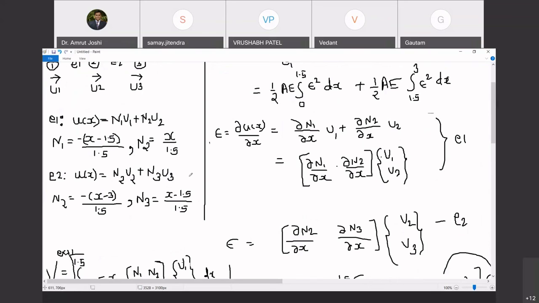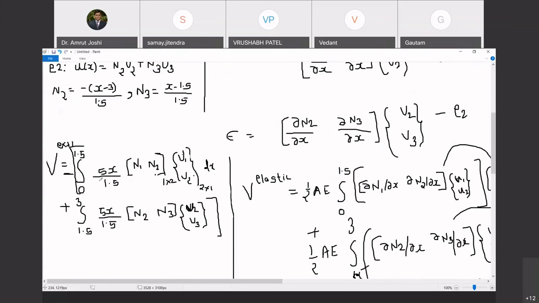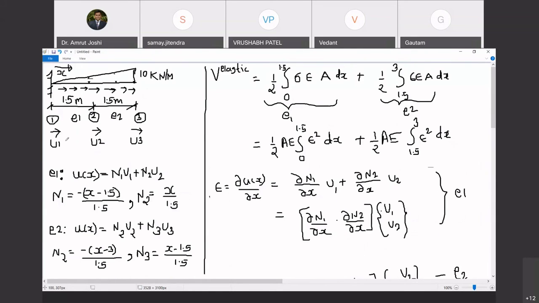And then we are going to differentiate this total potential energy with reference to nodal displacements U1, U2, U3. If there are three nodal displacements as unknowns, you are going to have three expressions: ∂Π/∂U1 equal to 0, ∂Π/∂U2 equal to 0, and ∂Π/∂U3 equal to 0. These are the three equations that you are going to solve. Do you agree with me?